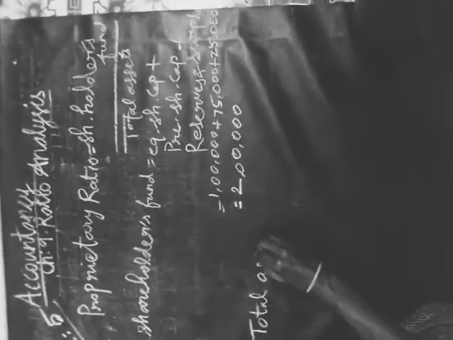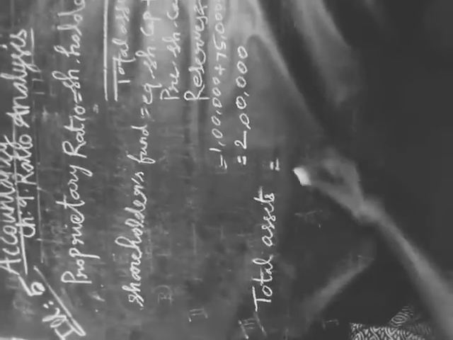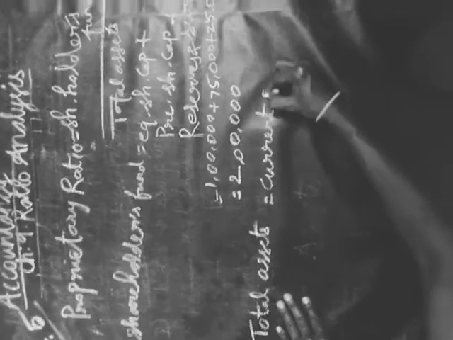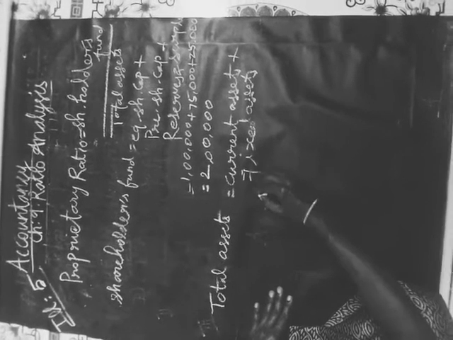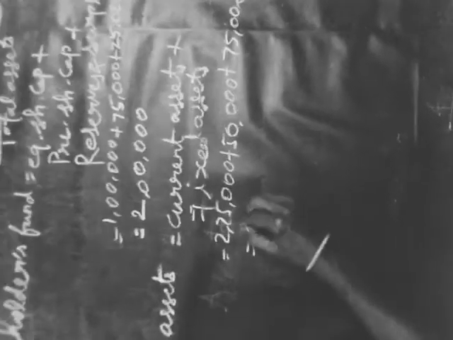And next we have to calculate the total assets. Total assets include current assets plus fixed assets. So current assets is 75,000. Total assets 4 lakh, we can take it like that. So total assets: 2,75,000 plus 50,000 plus 75,000. So total 4 lakh.